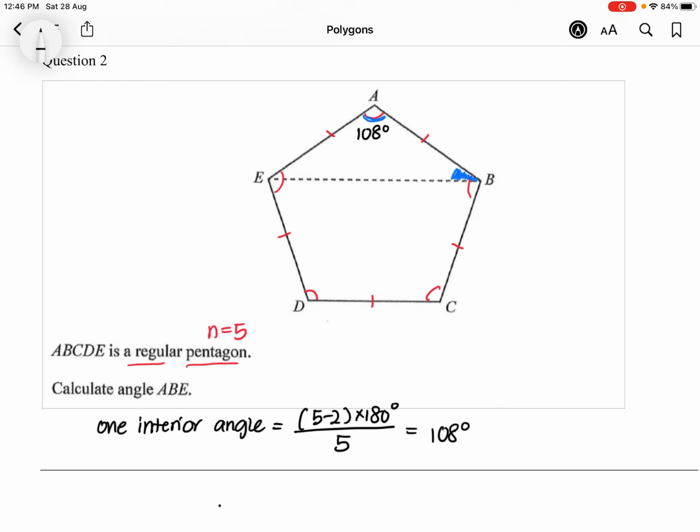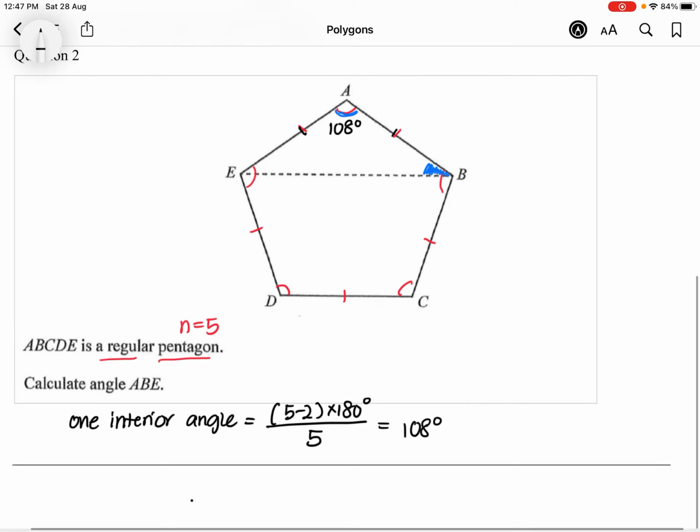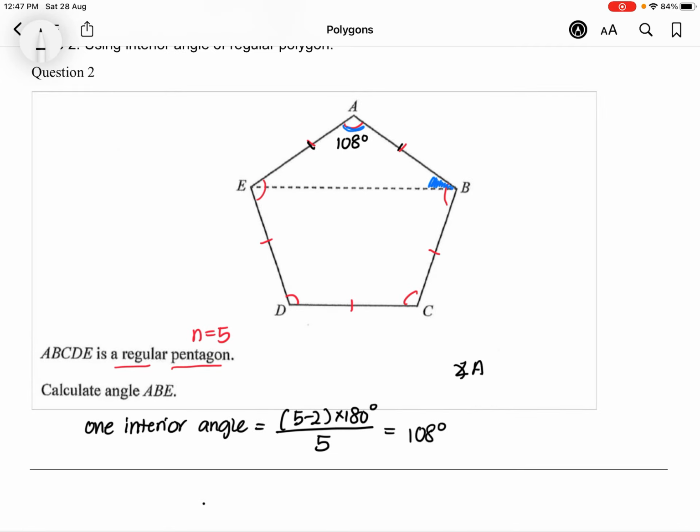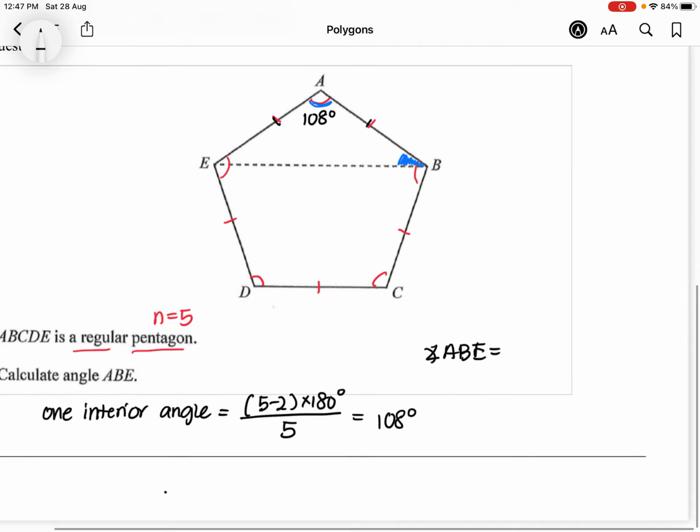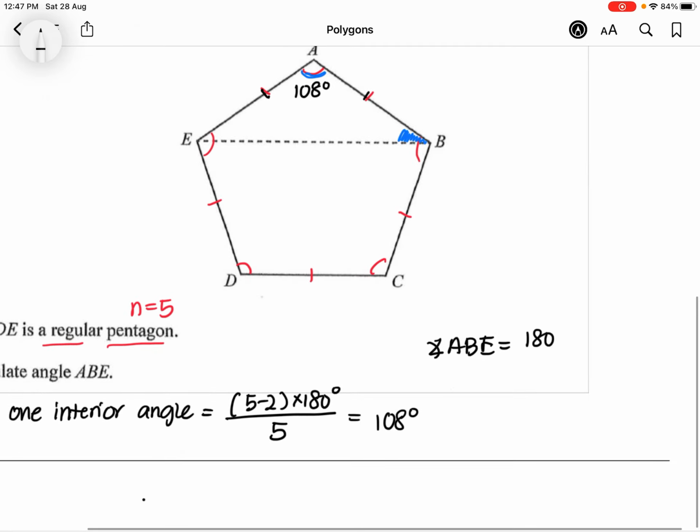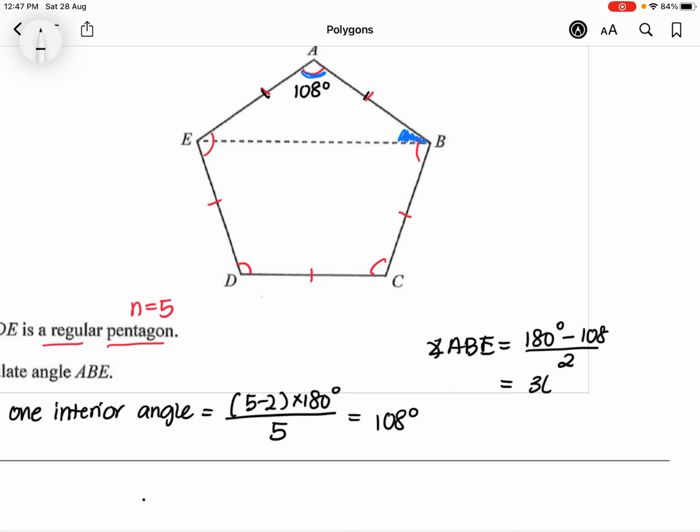Well, we know that this is now an isosceles triangle because it's a regular pentagon. So therefore, angle ABE will be given by taking the angle sum of a triangle, 180 degrees minus 108, the angle, divided by 2. That gives you the base angles of the isosceles triangle. And each angle is 36 degrees. So this one is angle sum of a triangle in this case.